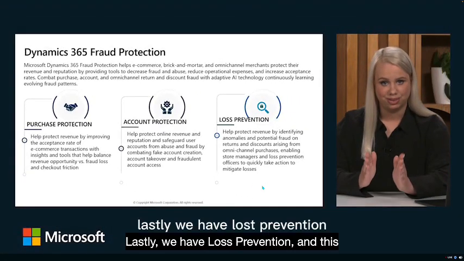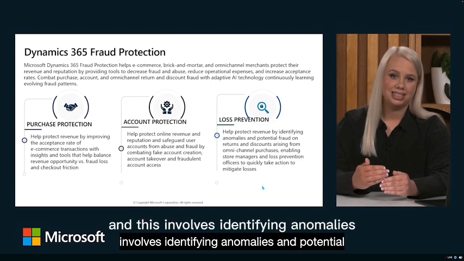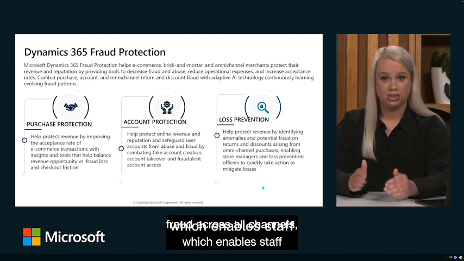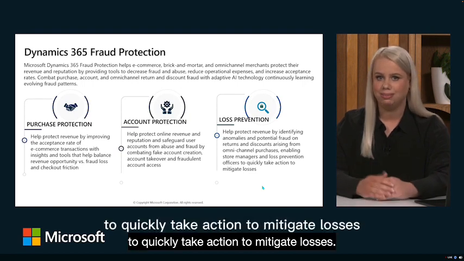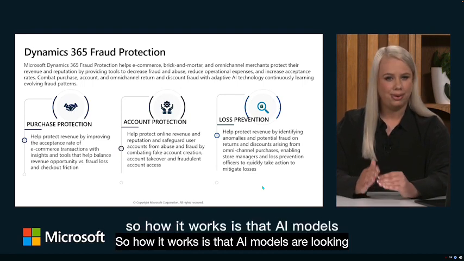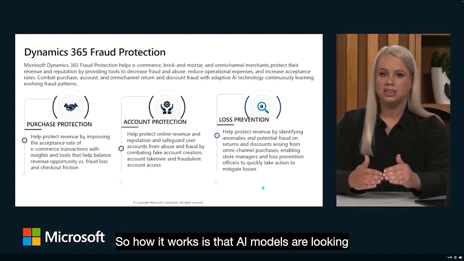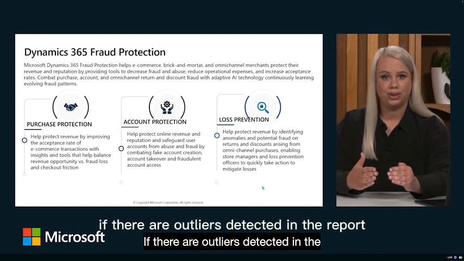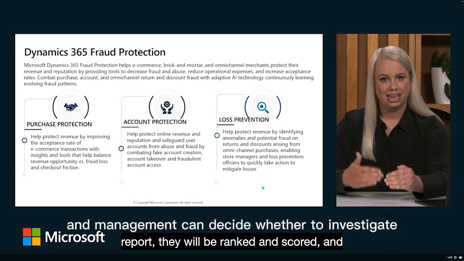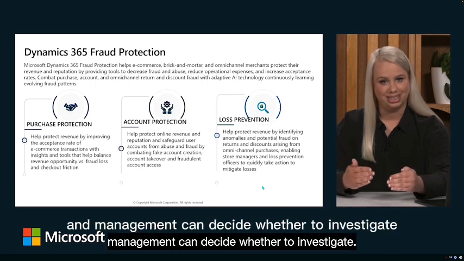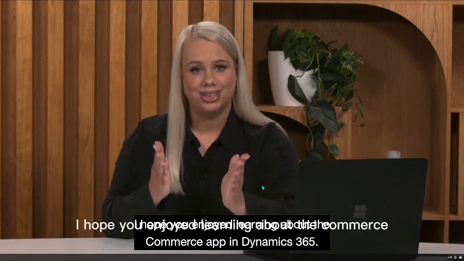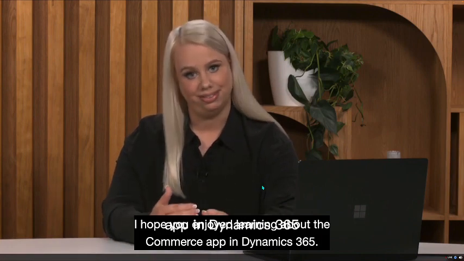Lastly, we have loss prevention, and this involves identifying anomalies and potential fraud across all channels, which enables staff to quickly take action to mitigate losses. So how it works is that AI models are looking through historical data to check if there's anomalies. If there are outliers detected in the report, they will be ranked and scored, and management can decide whether to investigate.